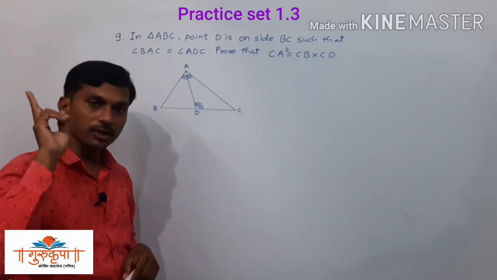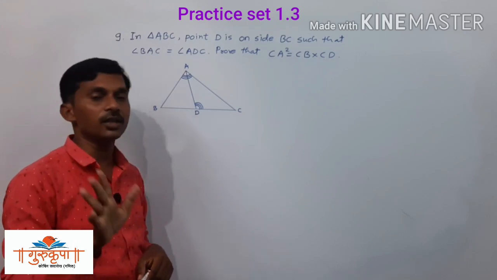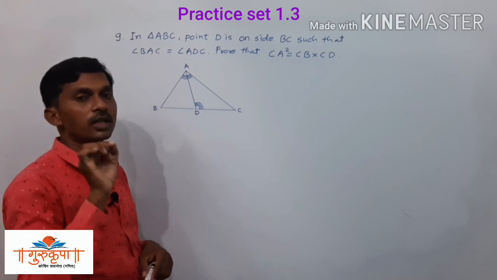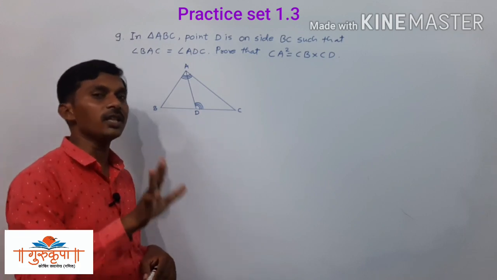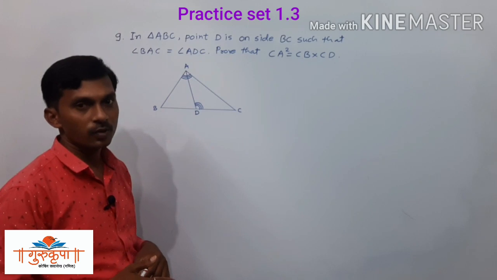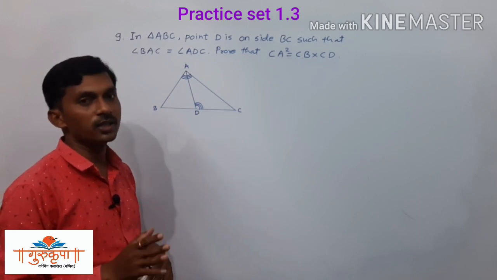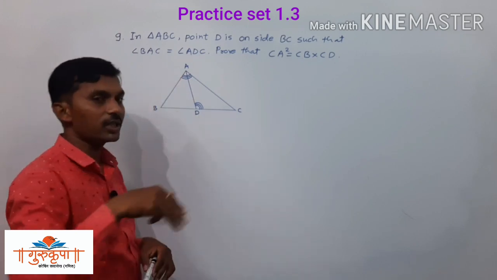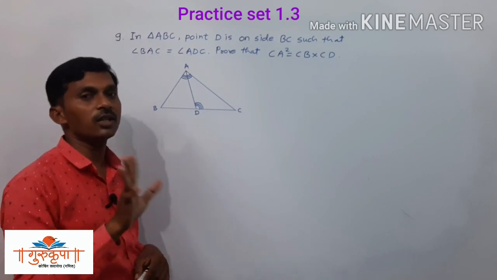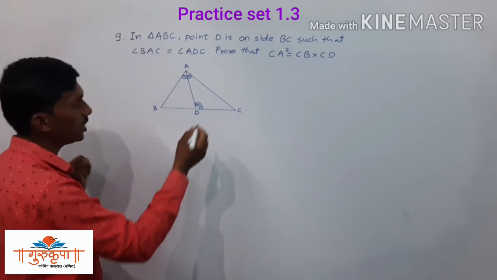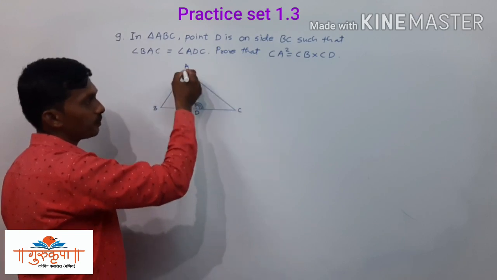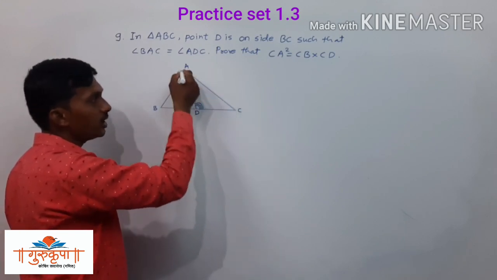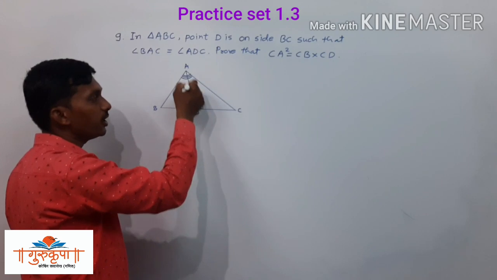We have to select the 2 triangles having the side CA. You will say 3 triangles are not possible. Having the side CA, 3 triangles are not possible. Only 2 triangles have the side CA. One is triangle CAB, and the other triangle is CAD.